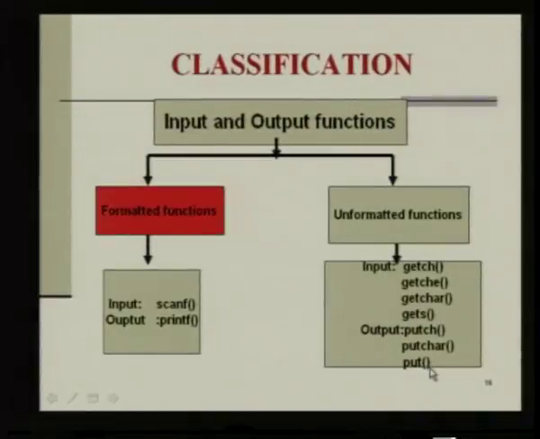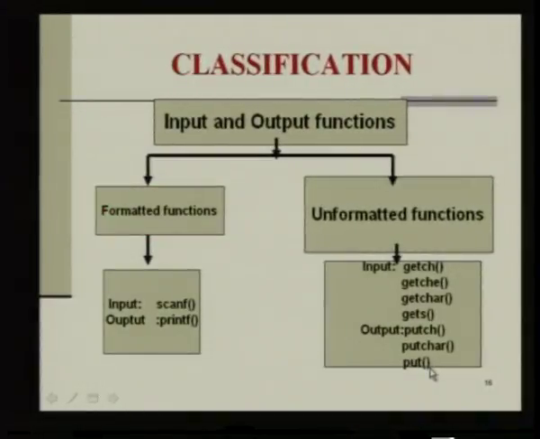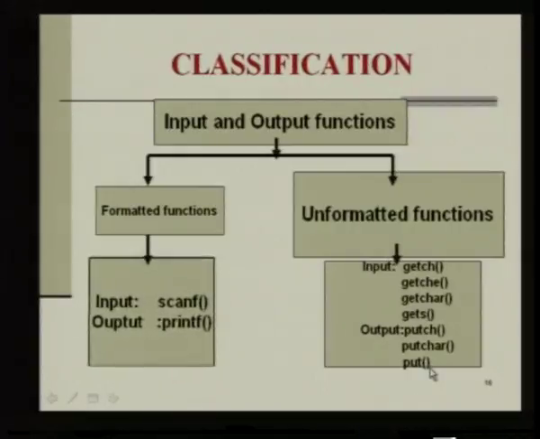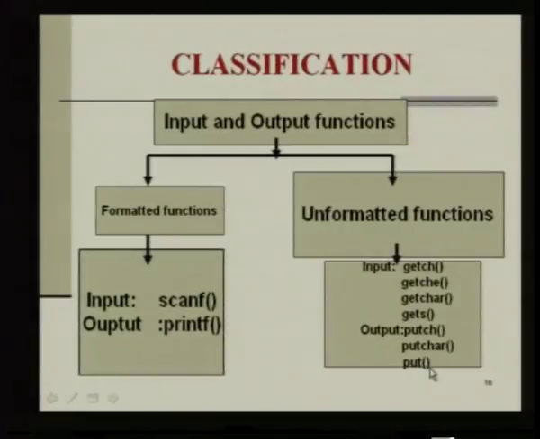Now the classification of the input and output functions: you have the formatted functions and the unformatted functions. Under formatted functions you have scanf, which is for input, and printf, which is for output, and under the unformatted functions you have a list of gets and a list of puts, each of which we will be seeing in the future slides. The unformatted functions mostly revolve around characters. The formatted functions can be used for all types of data. So first we will see in detail about the formatted functions.